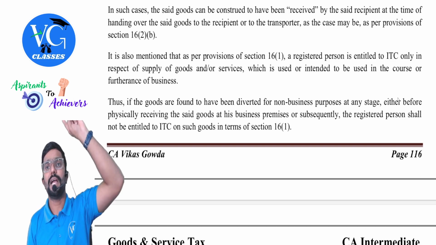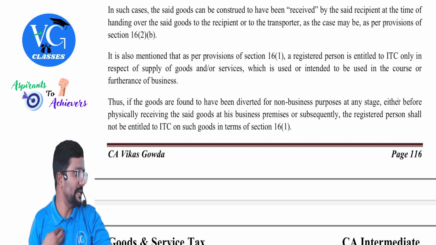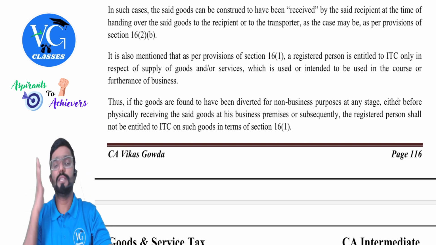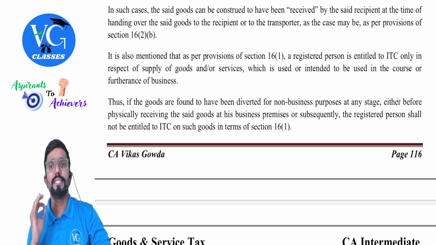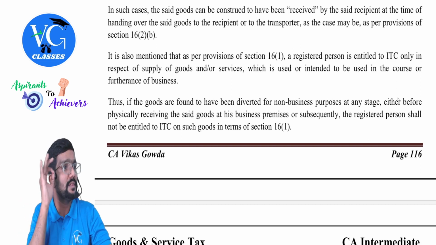Guys, as per section 16(2)(b), what is the condition? Goods or services should have been received by the recipient. So, as per this circular, when is it deemed to be received by the recipient, is it on 10th January or 14th February? As per my example, 10th January.